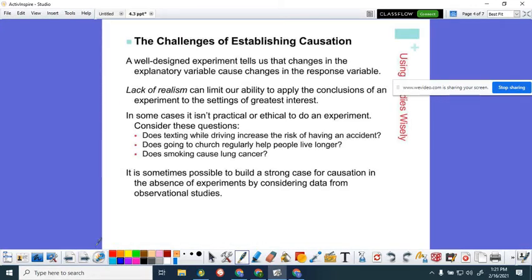All right, so challenges. Here's a problem with studies and experiments. It's something called lack of realism. It's really hard to mimic real life. So let's say you were doing drunk driving studies.